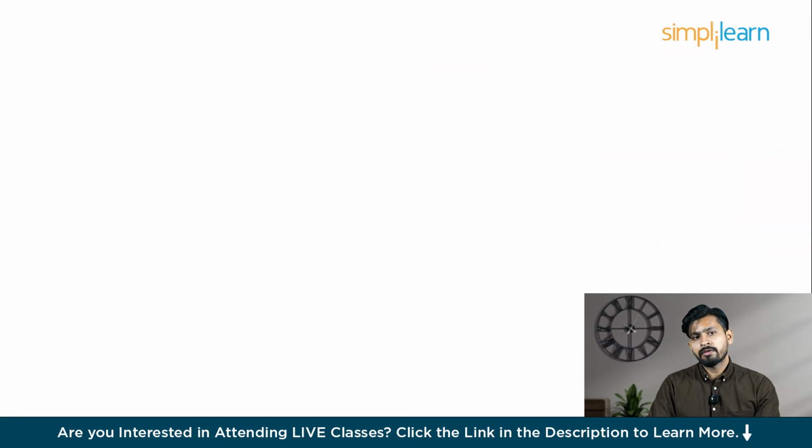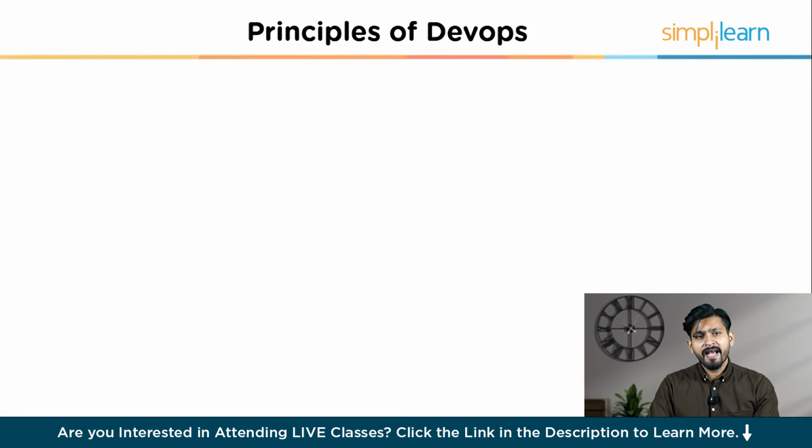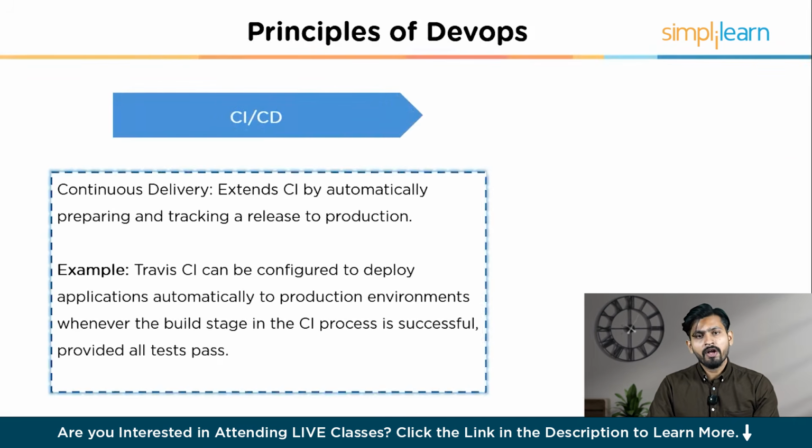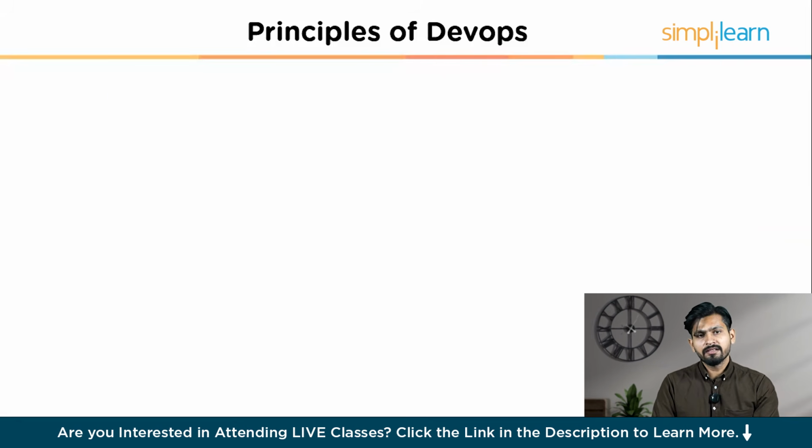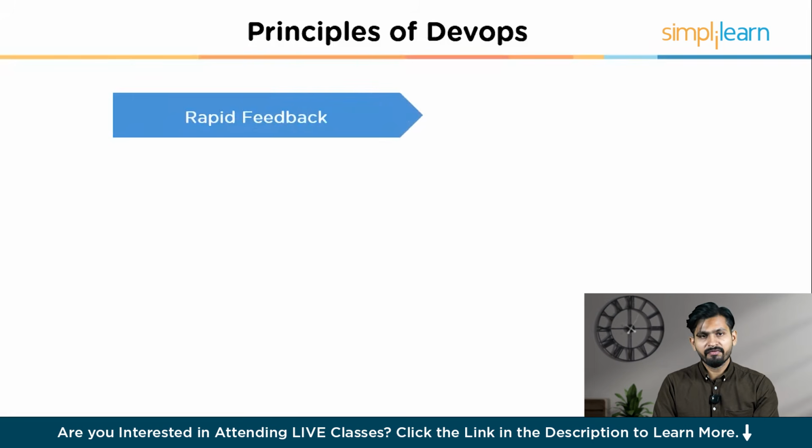Now, if I talk about continuous delivery, guys, it extends continuous integration by automatically preparing and tracking a release to production. This ensures that you can release new changes to your customers quickly in a sustainable way. For example, Travis CI can be configured to deploy applications automatically to the production environments whenever the build stage in the CI process is successful, provided all the tests have passed. Now let us discuss the third one, that is rapid feedback.